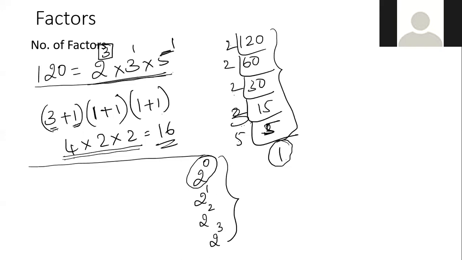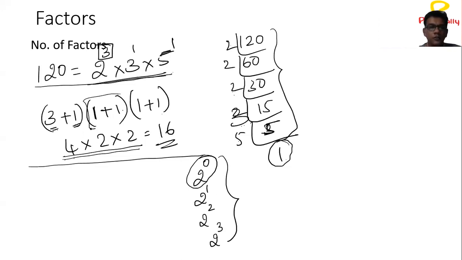So how many 3's do you have? 1. Add 1 to it. How much do you have now? 2. How many 5's do you see? 1. Add 1 to it. How much does it become now? 2. Multiply this entire thing. That is the total number of factors that you have in your hand. Okay.